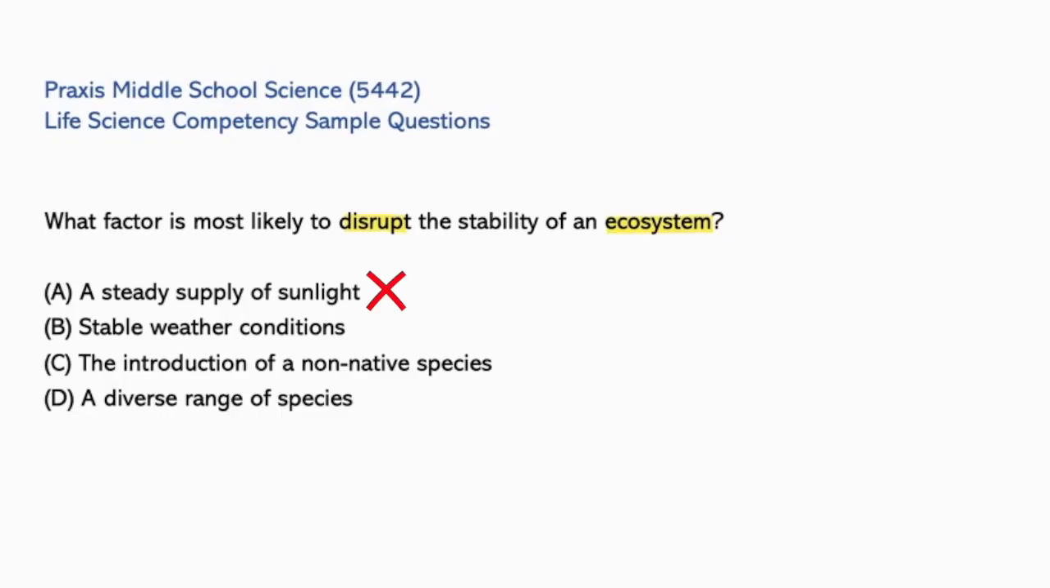A is incorrect because sunlight supports photosynthesis and helps ecosystems remain stable. B is incorrect because consistent weather allows organisms to adapt and thrive. D is incorrect because biodiversity increases resilience and helps ecosystems recover from changes. C is the correct answer. The introduction of a non-native species can significantly disrupt an ecosystem's stability. Non-native species can become invasive, outcompeting native species for resources, altering habitats, and disrupting the existing balance of the ecosystem.